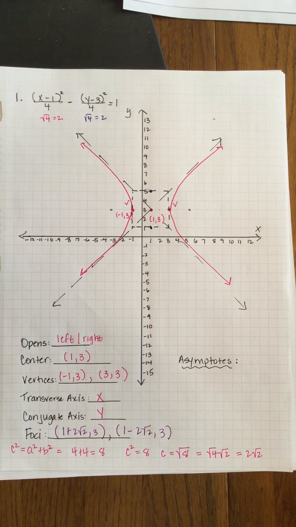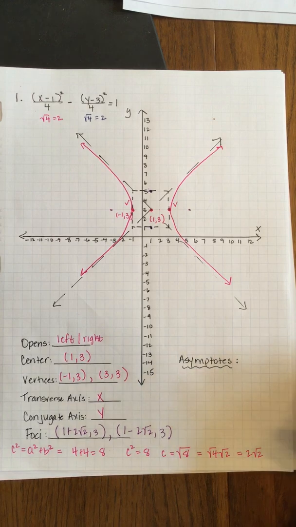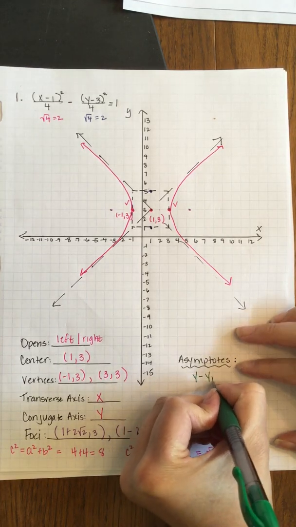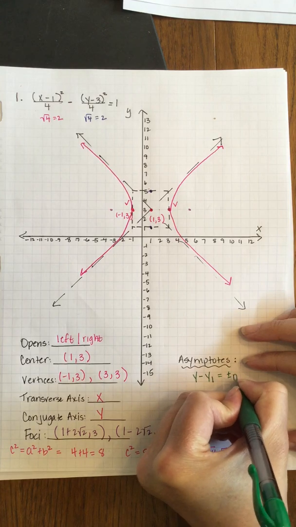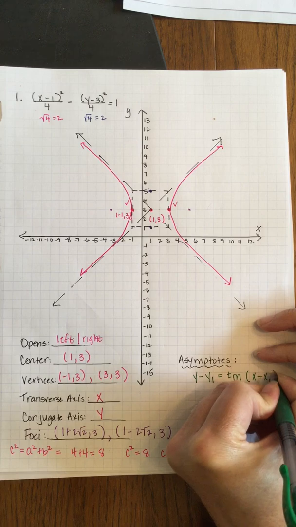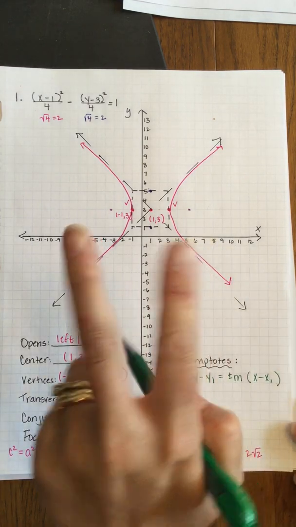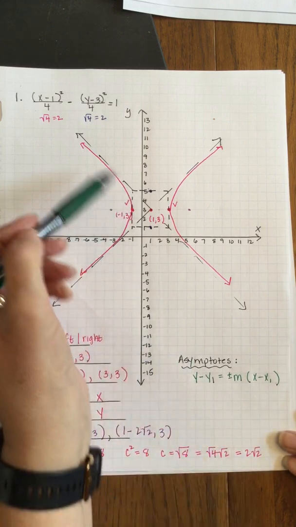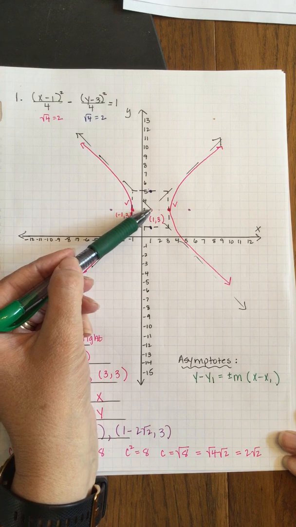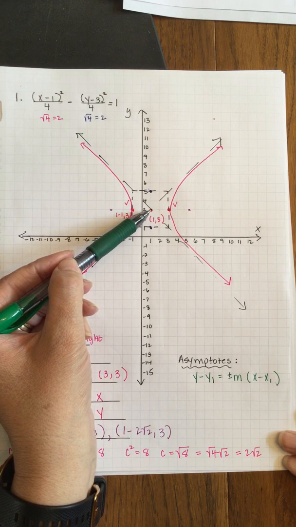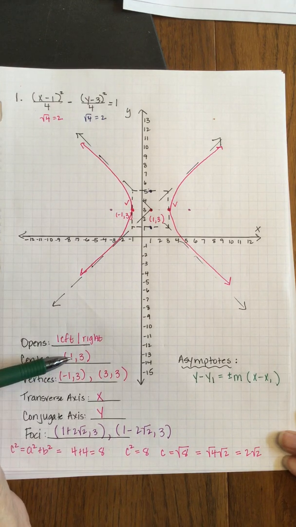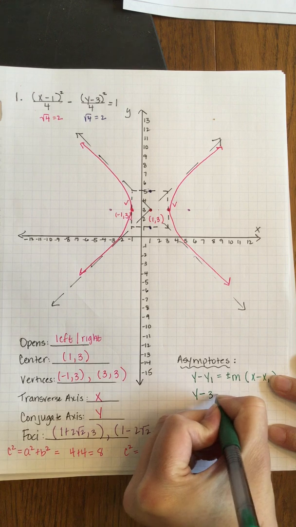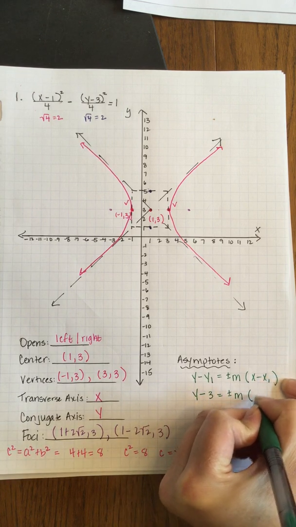So now let's go after our asymptotes. When doing your asymptotes, I think it's really important to understand what point slope form is. Point slope form is y minus y1 is equal to, and this time we're going to have plus or minus your slope times (x minus x1). The reason why we have plus or minus is because we have two asymptotes: one having a positive slope and one having a negative slope. The point that is common to both asymptotes is the center, so that's the point we're going to use in our point slope form. Our center is (1, 3), so I'm going to plug in 1 for my x1 and 3 for my y1. So we have y minus 3 is equal to plus or minus our slope times (x minus 1).